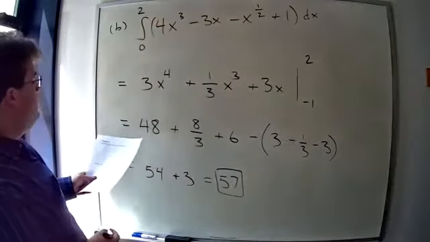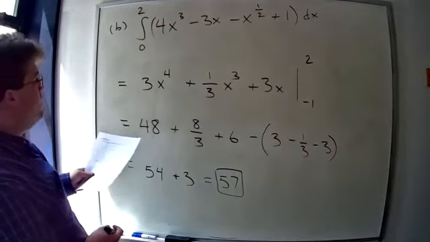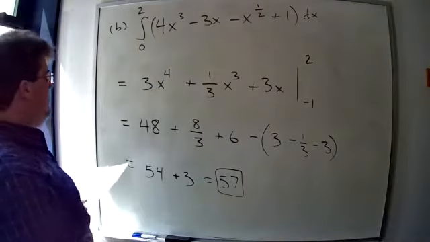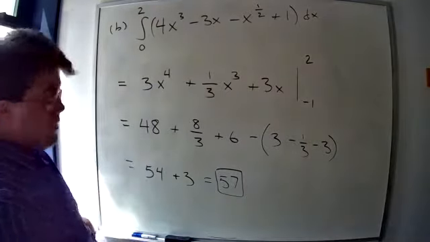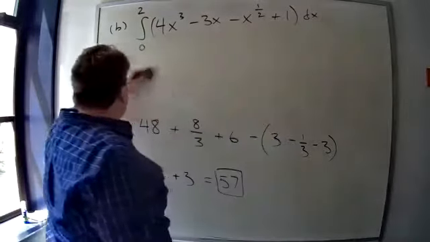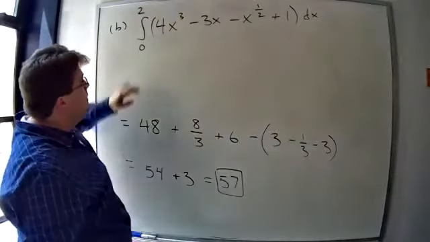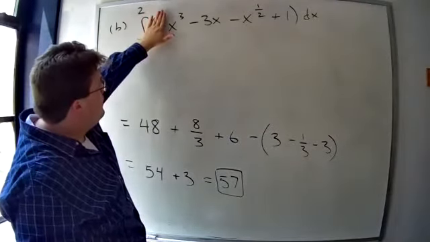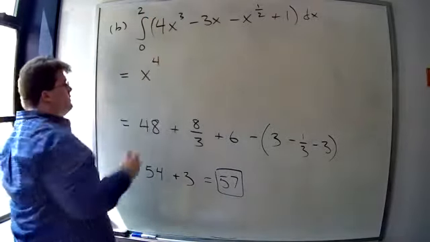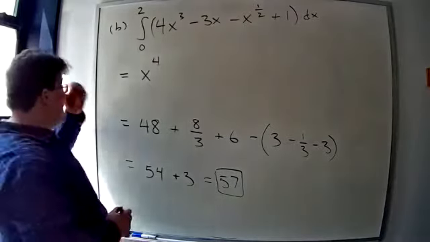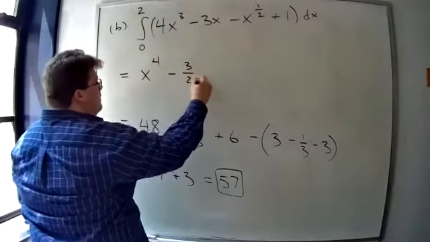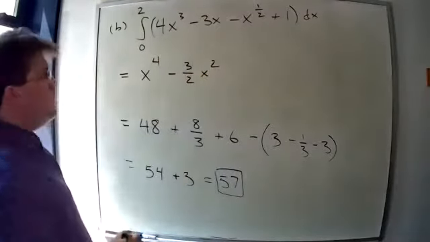Part B, integral from 0 to 2 of 4x cubed minus 3x minus root x, which I'm going to write as x to the half because I know I'm going to need a power rule eventually, plus 1. Again, we're going to do this piece by piece. For x cubed, again, we get 1/4 x to the fourth. 1/4 and that 4 make just 1, x to the fourth. For the next one, we have a half x squared with a -3, making -3/2 x squared.